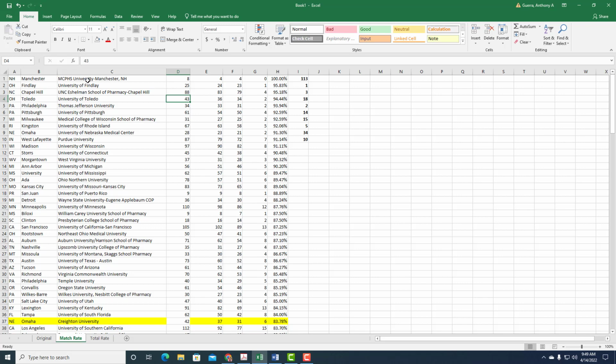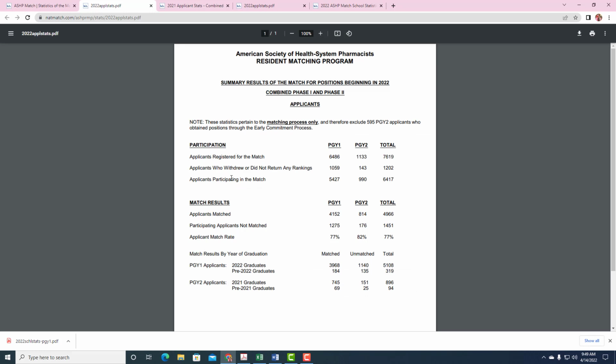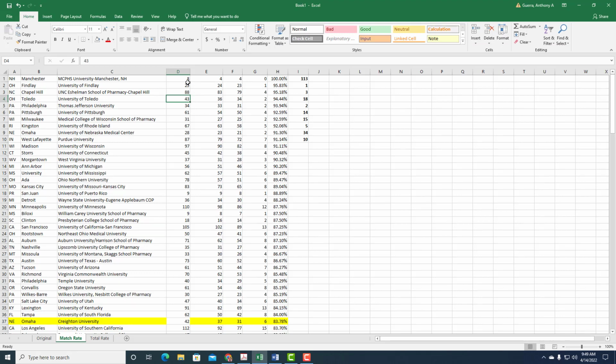So we're looking at Manchester and New Hampshire, MCPHS, and if you look at the match rate, it's 100%. But if you look at the number that came in, and so again, we want to use that terminology, who registered for the match versus participated in the match. So 8 registered for the match, but only 4 participated, which means that they had to have gotten at least one interview. Now, all 4 of these people could have just said, look, I've got an opportunity that came up. I decided I'm not going to go through with residency. No worries. So we have no idea what happened to those 4 people exactly. But in general, there was no interview and they're off doing something different.